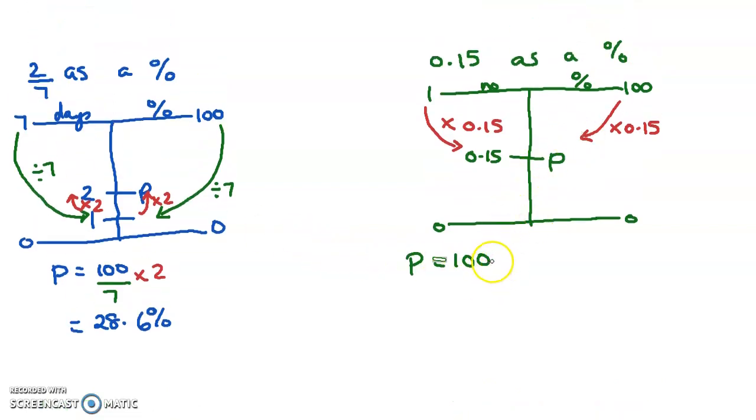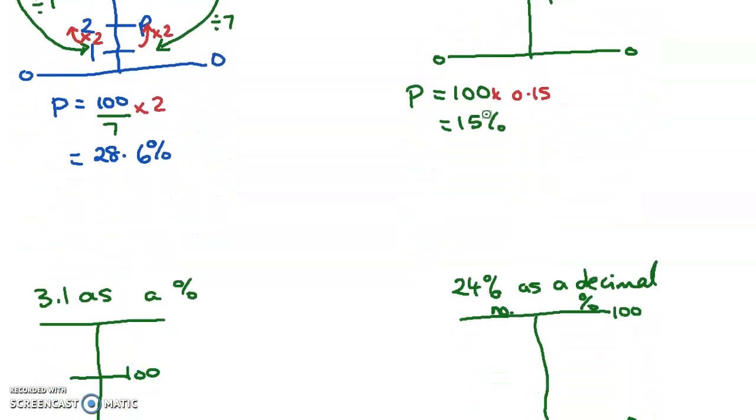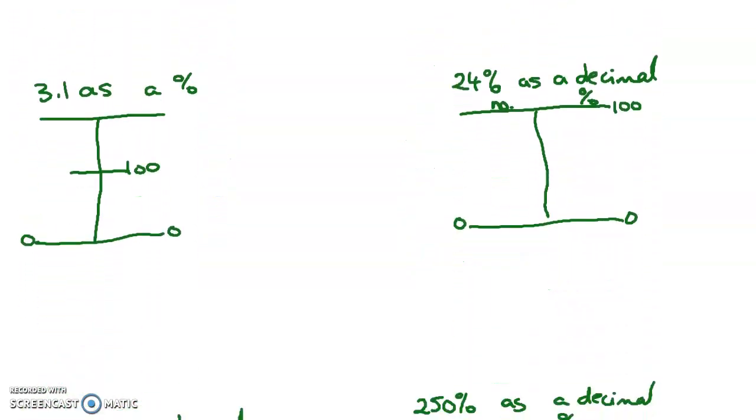So my percentage is 100 multiplied by 0.15, and that will give me 15%. So that tells me that 15/100ths is 15%, which is nice to know. And I never said to a student, divide by 100, multiply by 100, any of those things that we just tell them they're supposed to remember.